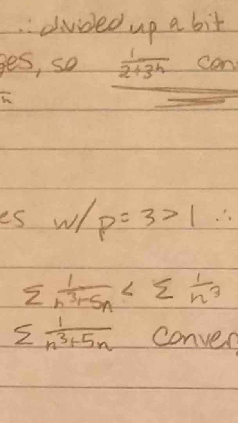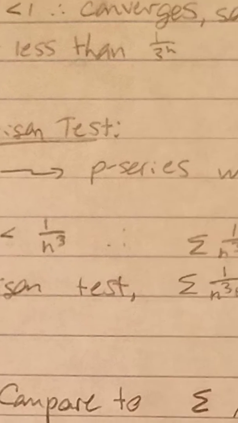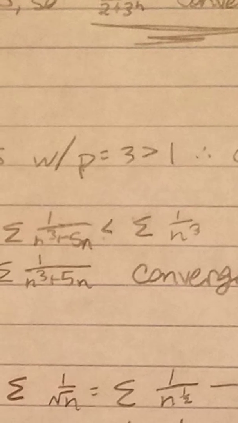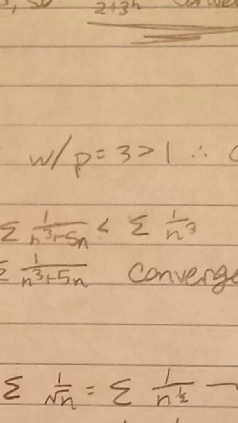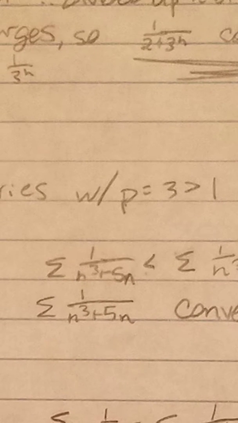Why do we know that? Because n is positive, therefore in a sub n, which is your original function, adding that 5n is going to make the denominator larger. If the denominator gets larger, the fraction as a whole gets smaller. Therefore, we know that the summation of a sub n is less than the summation of b sub n. Because b sub n converges and a sub n is less than it, we know that a sub n converges. So we know the summation of 1 over n cubed plus 5n converges.